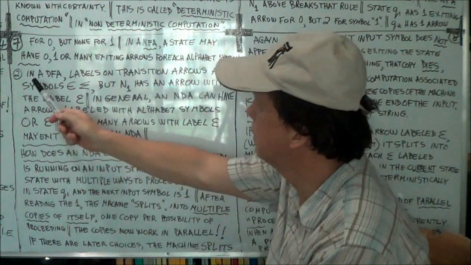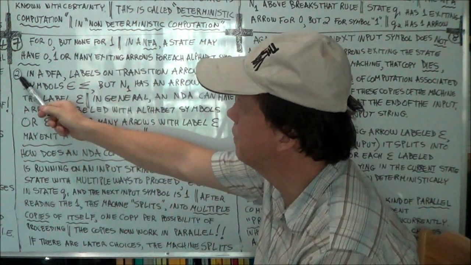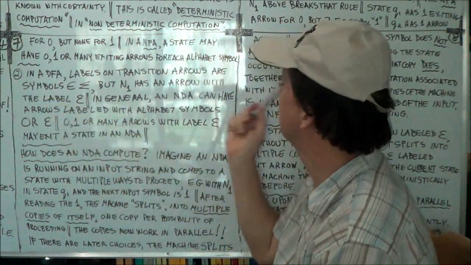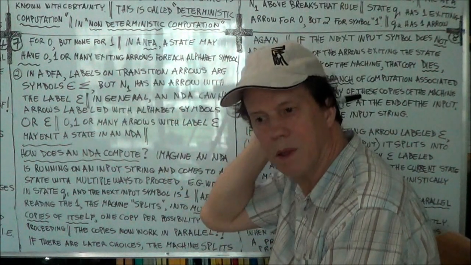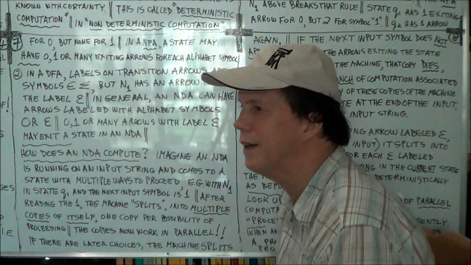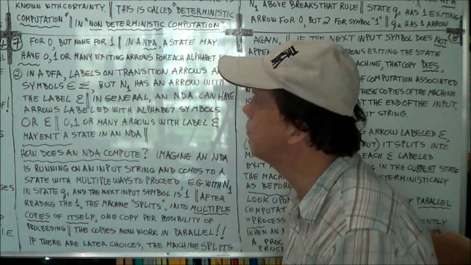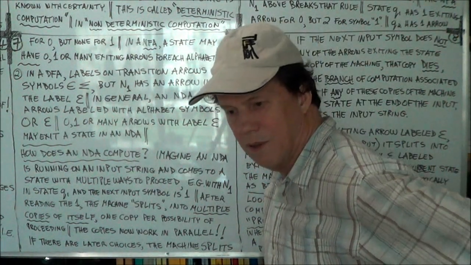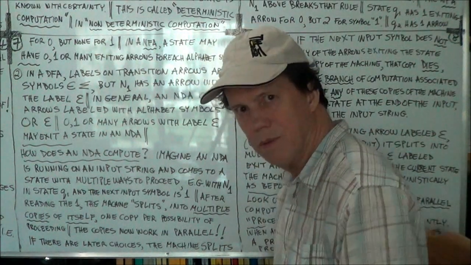Okay. Now another difference. So there's 2. So we talked about the first major difference: you can have multiple, or 0 exit arrows for a given state and input symbol.